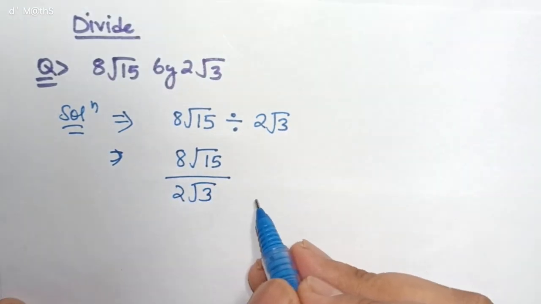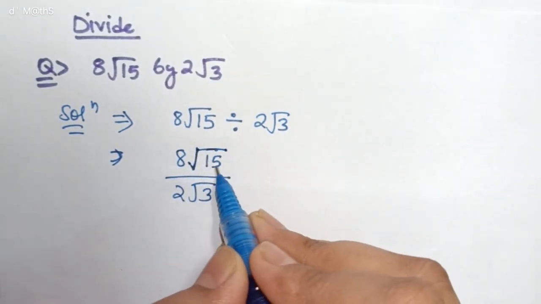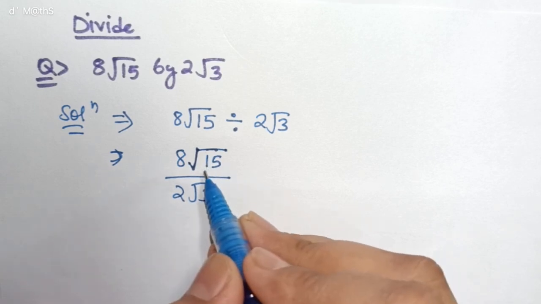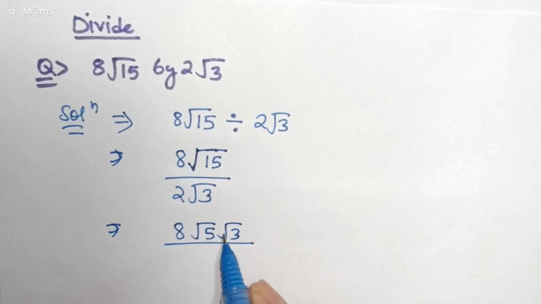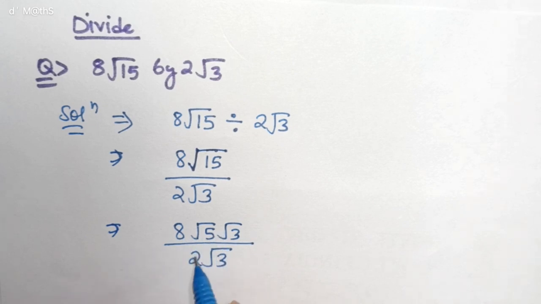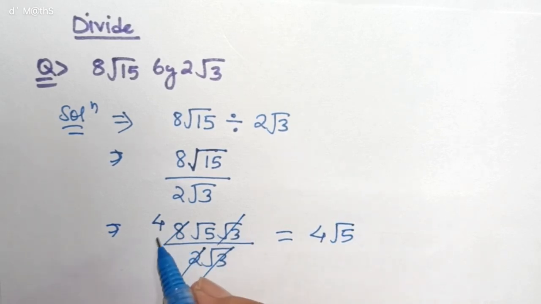Now what can you write in place of root 15, so that root 3 will cancel out? In place of root 15 you can write root 5 into root 3, because if both terms are multiplied then it will become root 15 only. So now you can cancel out numerator and denominator, and root 3 will cancel out because all terms are in multiplication only. And 2 times 4 is 8, so 2 cancels and root 3 cancels, so you will have 4 root 5 as your answer.